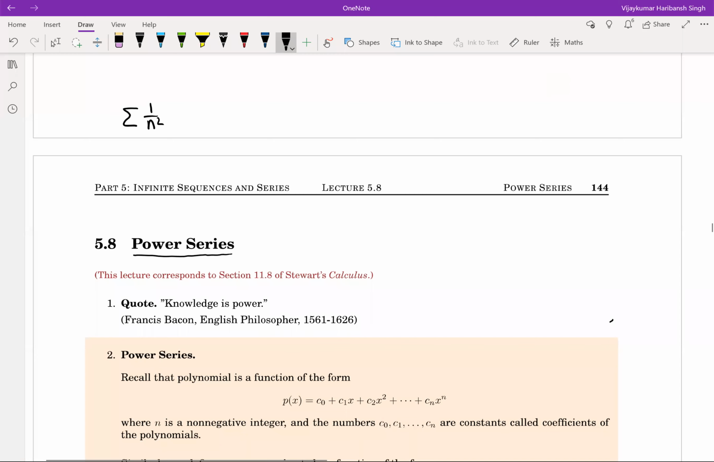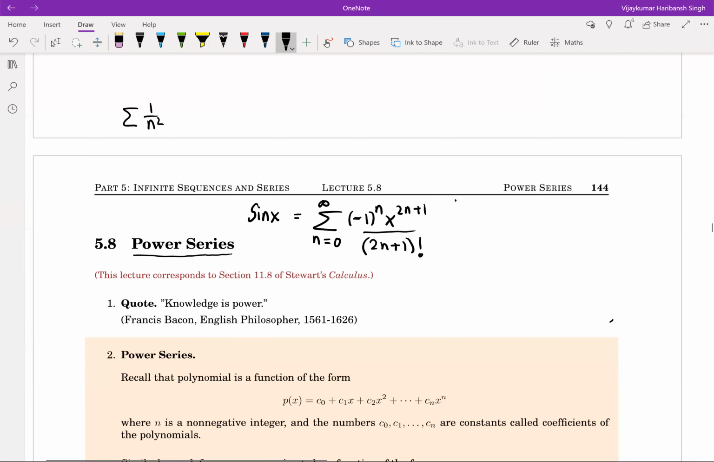So the idea behind this is the following. Some of the functions, say for example sine x, you'll see soon that sine x can be written as the summation of (-1) to the power n, x to the power 2n plus 1 upon (2n plus 1) factorial. So now you can see that this function, which is a continuous and differentiable function, can be written in terms of a power series like this.